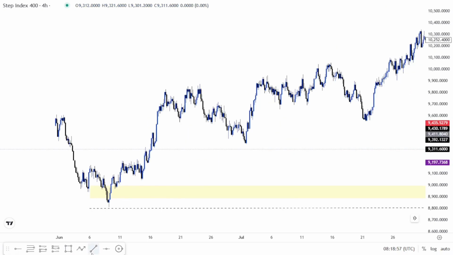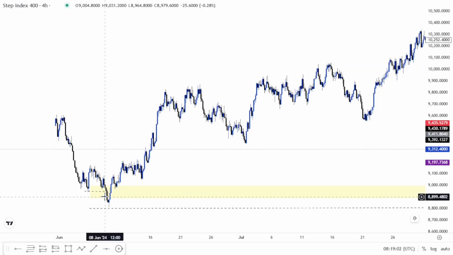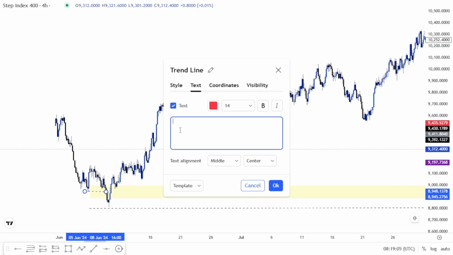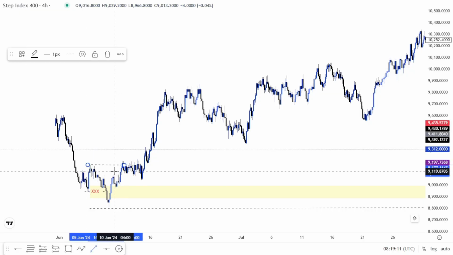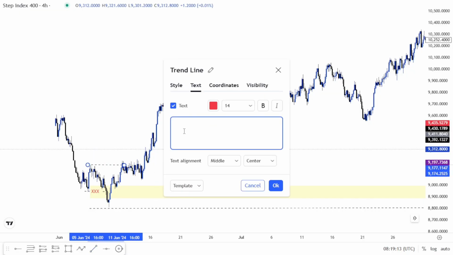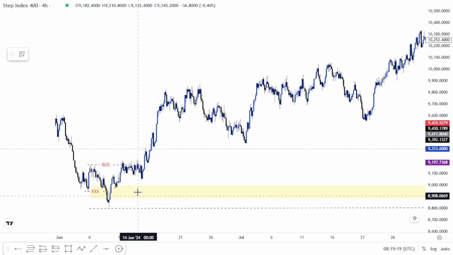So right here you can see that we have a liquidity sweep. So we have a liquidity sweep right there, and then we have our break of structure to the upside. So now this is our break of structure, we just go ahead and mark that out. So we have a pullback which provides our structural liquidity.